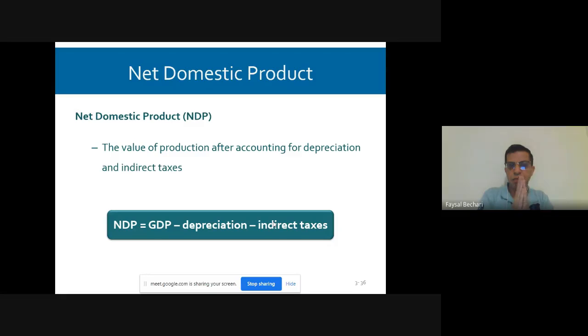So the net domestic product, or NDP, is the value of production after accounting for the depreciation and indirect taxes. So the GDP minus the depreciation minus the indirect taxes is the net domestic product. Product is how much the country is really producing.